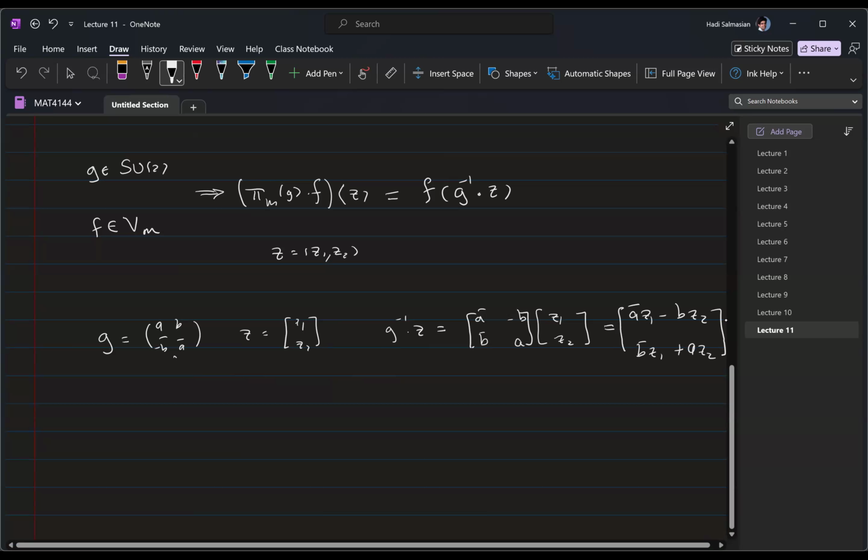More precisely, if I wanted to write this explicitly, I should write f of g inverse z equals f of a bar z1 minus b z2, b bar z1 plus a z2. Okay.